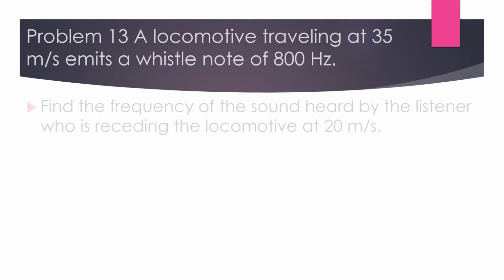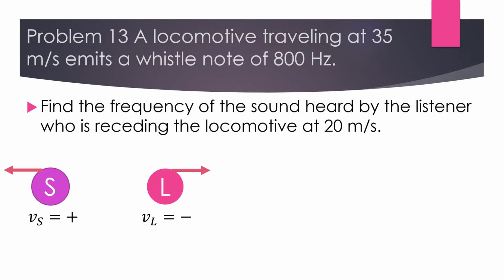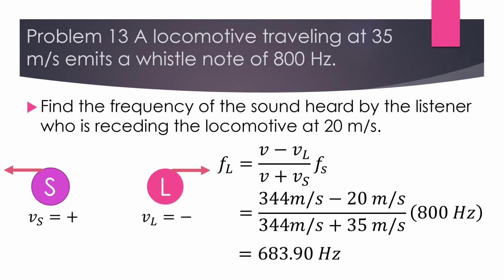942.39 hertz. Next, find the frequency heard by the listener who is receding from the locomotive at 20 meters per second. Receding means that the listener is moving away from the source, or from the locomotive. So your source is also moving away from the listener, and the listener is also moving away from the source. So from that, Vs is plus, Vl is minus. So the frequency heard by the listener is equal to this equation. Plug in the given, you will get 683.90 hertz. So that's the frequency heard by the listener.